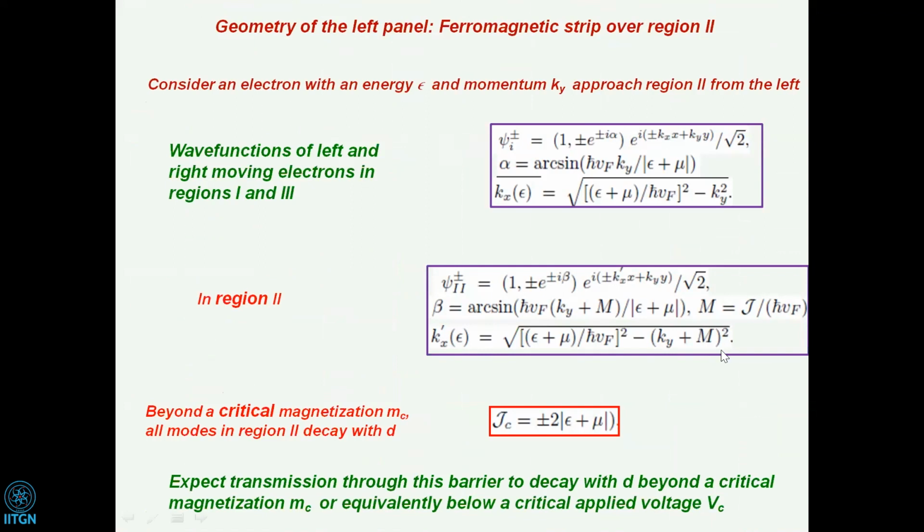The point is that if you make this m very, very large, you see that this kx doesn't have a real solution. Beyond the critical magnetization of 2 times the energy plus mu, for any ky mode, you really do not have any longitudinal momentum which is propagating, which means that you are left only with evanescent modes, which localize the electron wave function and therefore cut down the transmission. And that's the physics from a quantum mechanics point of view.